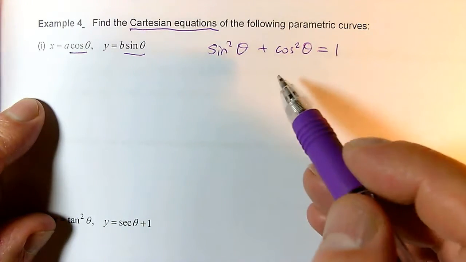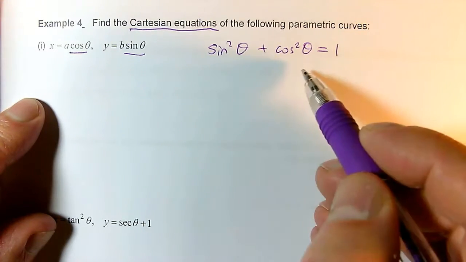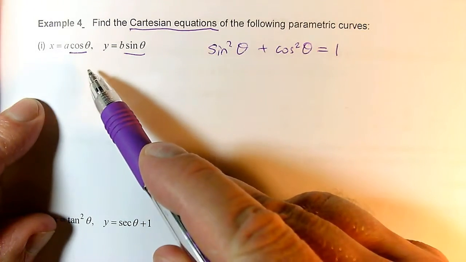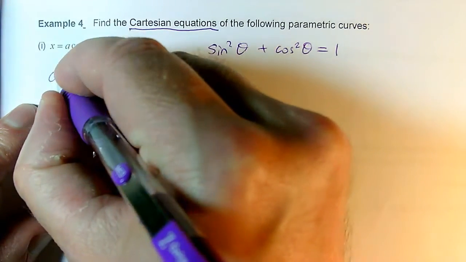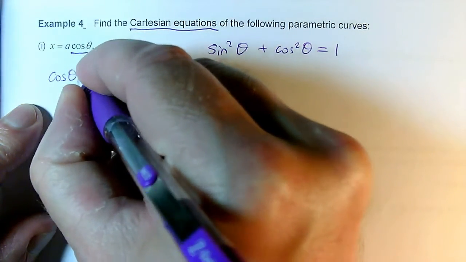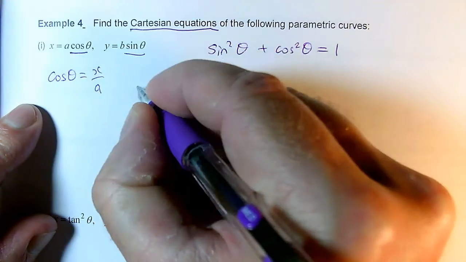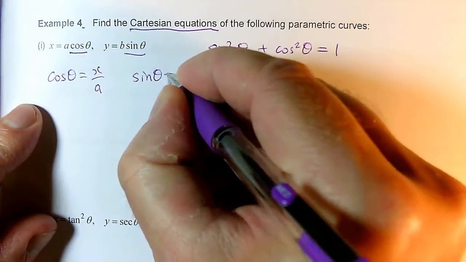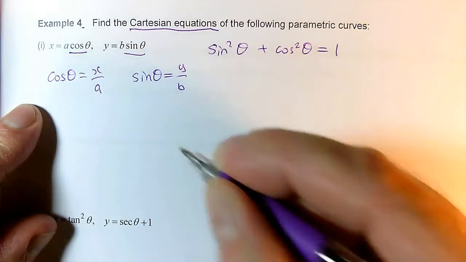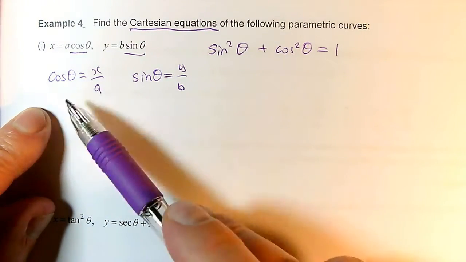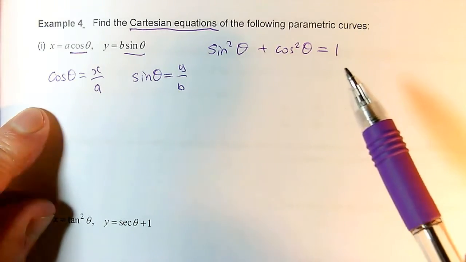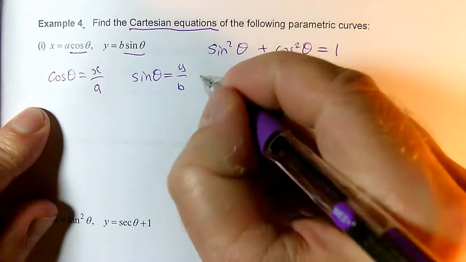So the things that appear in the identity are sine theta and cos theta. So the next thing to ask myself is, can I make sine theta and cos theta the subject of these equations? So, cos theta can be got from x. Cos theta is x over a, and sine theta is y over b. So I'm rearranging to try and get the theta things that appear in my identity. And once I've got them, I can substitute them in.